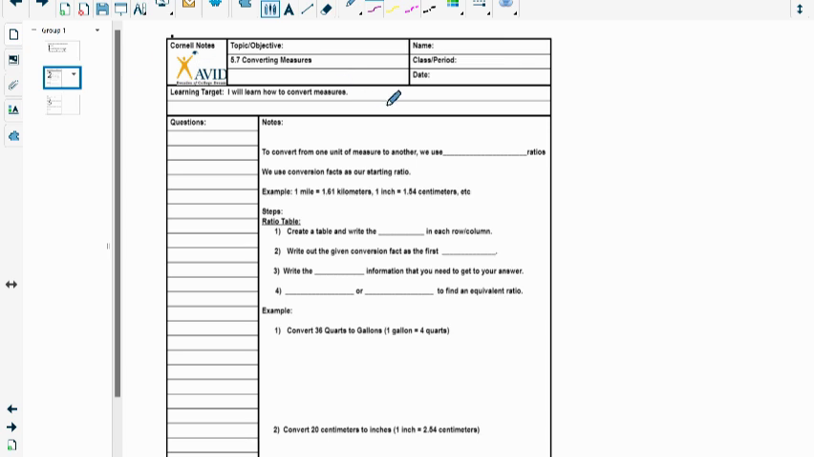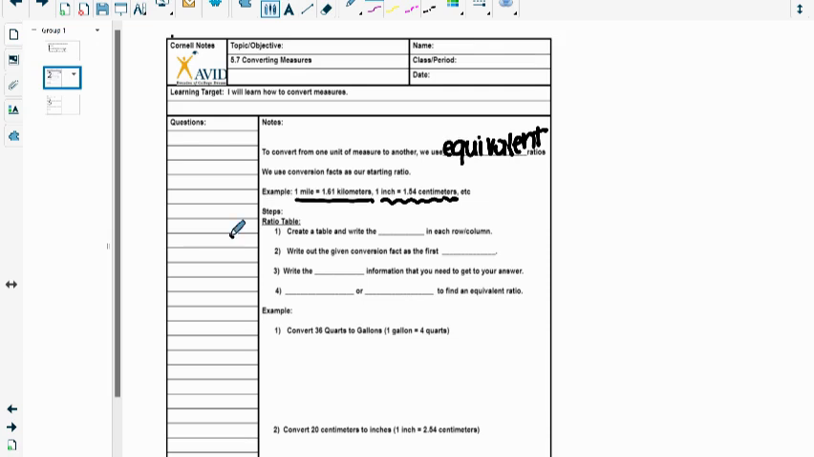So let's go through and fill out our note page. To convert from one unit of measure to another, we use equivalent ratios. We use conversion facts as our starting ratio. A conversion fact is always going to be given to you. For example, 1 mile is 1.61 kilometers, or 1 inch is 2.54 centimeters. We are not going to ever ask you to memorize these. Every single problem that we give you to solve, we will tell you a conversion fact and then give you one more number, and you'd be trying to find the missing number.